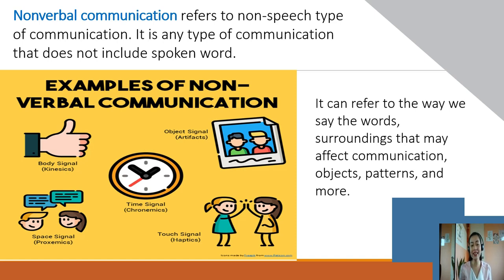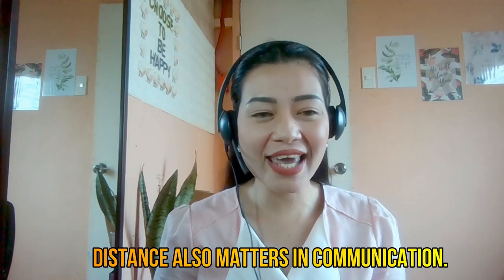Now, for space signal, this actually pertains to the distance when you are talking to someone else. For example, when you are talking to your best friend, what would be your distance, near or far? Of course, near, right? Since the two of you are close. But what if you are talking to your teacher? Then what would be your distance? Near or far? Of course, a bit far, right? Because you also have to respect the personal space of your teacher. So you should not get too close personally. Okay? So remember, class, distance also matters in communication depending on who you are talking to.